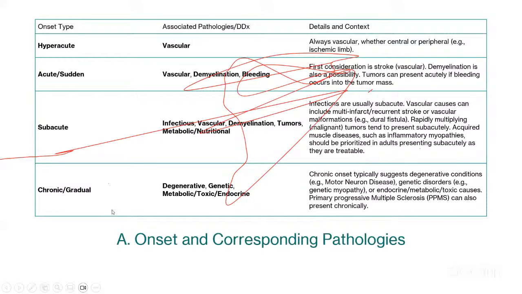Next, chronic or gradual onset. Then we have to consider degenerative, genetic, metabolic, toxic, or endocrine causes. Chronic onset suggests a degenerative condition, for example MND. Genetic disorders can be like a genetic myopathy. Endocrine, metabolic, or toxic causes are also possible, and primary progressive MS can also present chronically.